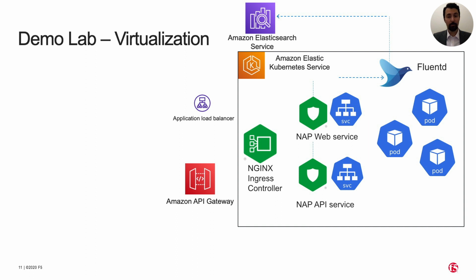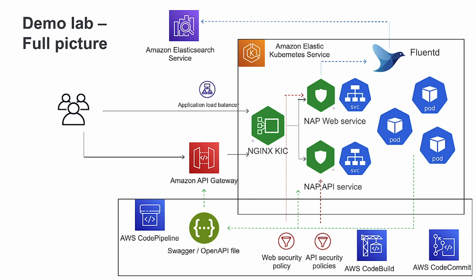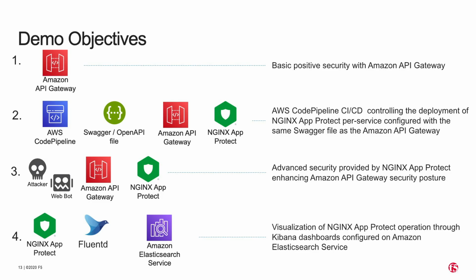Visualization is supported by FluentD, collecting NGINX App Protect security logs, and Amazon Elasticsearch service running Kibana NGINX App Protect dashboards. Here is the full diagram of the demo lab I'll be using today. In this demo, I'll be showing the basic positive security provided by Amazon's API gateway. Then I'll be showing how NGINX App Protect is being deployed through AWS Code Pipeline, and also how Code Pipeline is pushing the same OpenAPI file to both Amazon API gateway and NGINX App Protect.